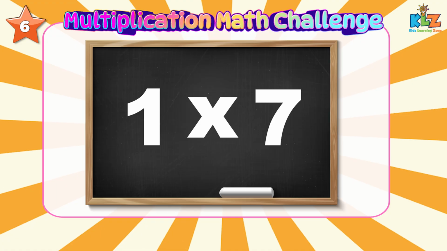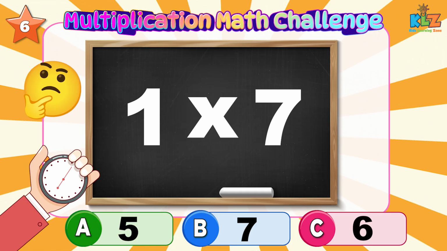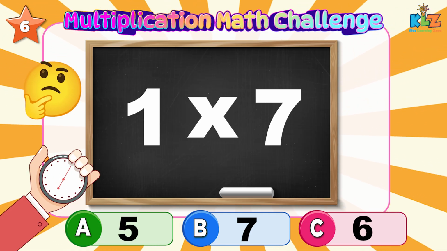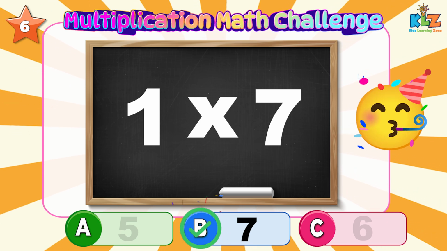What is 1 multiply 7? Can you beat the clock? Correct answer, option B, 7. Brilliant.